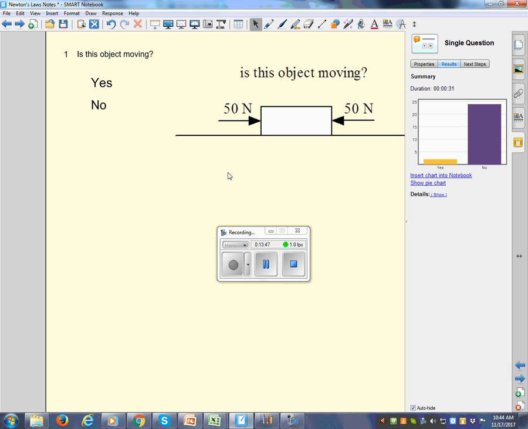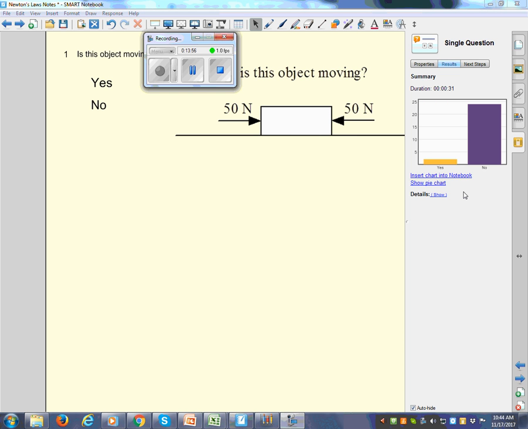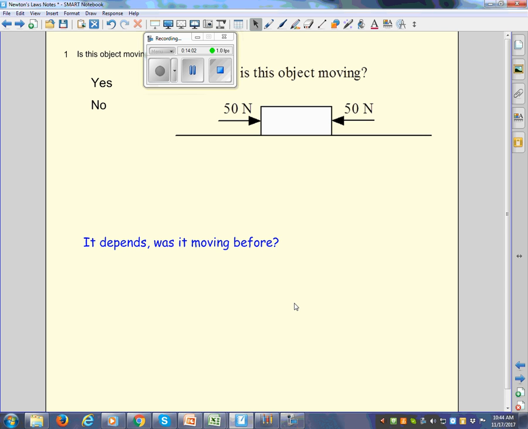Well, you'll notice many of you said no, but you'll notice that I don't actually have a right answer, do I? What does your clicker say? Submitted. It says submitted, because there is no answer. It depends. Was it moving before? You can't tell. Is it a coffee cup full of water at rest that has two people pushing on it for some stupid reason? Or is it something moving along with constant velocity?